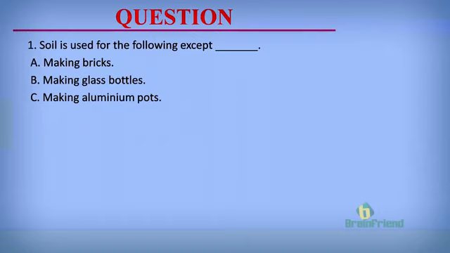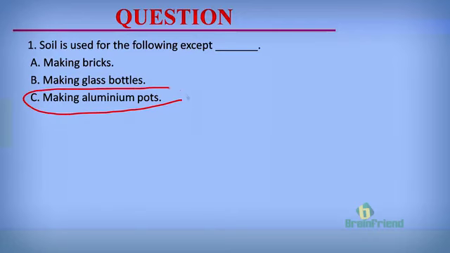To find out how well you've learned from today's class, I would like you to take these questions. The first one says, soil is used for the following except dash. A, for making bricks. B, for making glass bottles. And C, for making aluminium pots. The correct answer is option C.